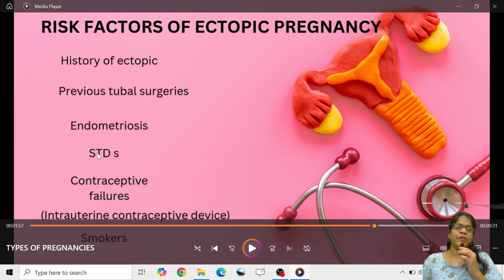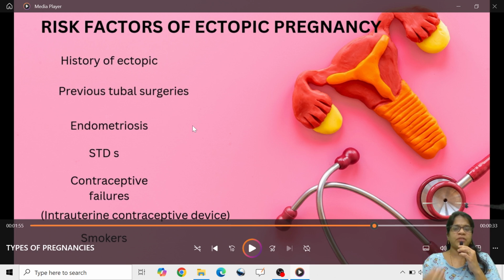So immunity is so low that it can't even produce the proper amount of hormones responsible for holding a baby. So that sometimes leads to ectopic pregnancy. And here one important risk factor is contraceptive failures. We all know that if a lady wants to take a decision for not having a baby in the future, she has to go for some contraception.